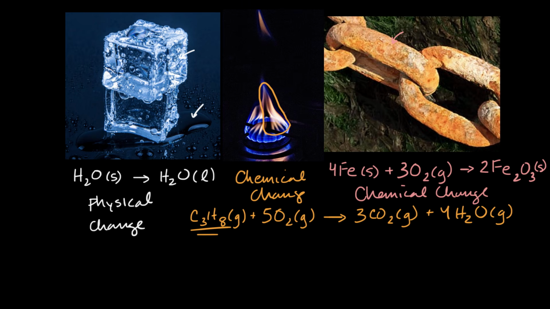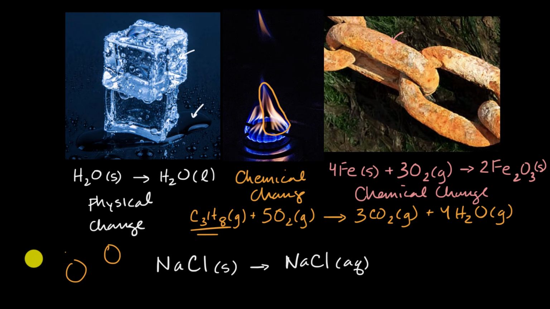Now let me give you an interesting question. What about the dissolving of sodium chloride or table salt? So you have NaCl in its solid form. When you place it into water, you get sodium chloride in aqueous form. And how does that look when this happens? Well, sodium chloride in solid form forms this lattice because they have these ionic bonds.